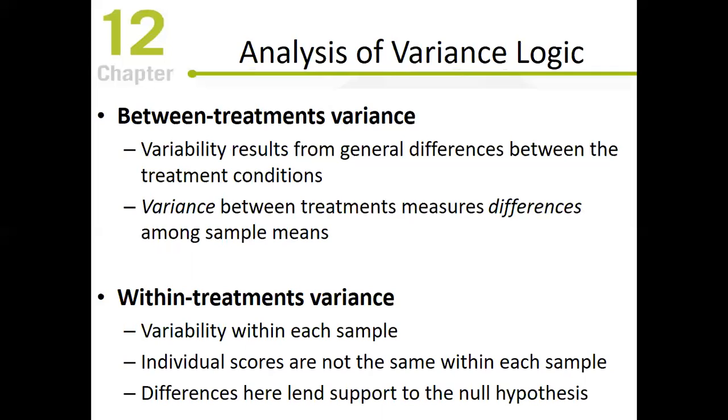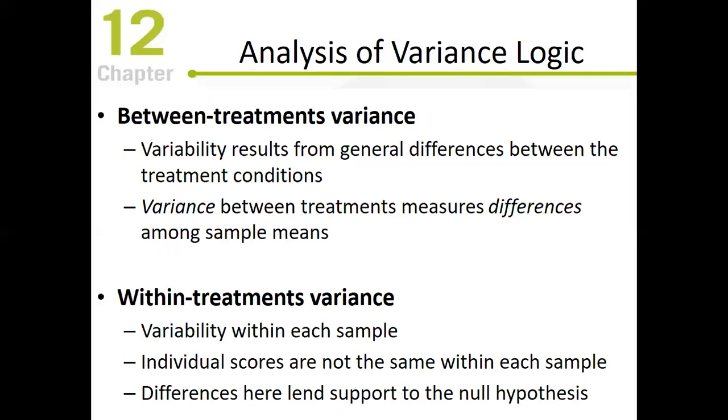The within treatments variance are the differences within each of those groups. Again, we want that to be small. When people are responding very differently to an intervention or to a drug, it means that that drug or intervention doesn't have a predictable, consistent effect. We don't really understand how it works. It improves some people, it makes others worse. For some, it's neutral. We want our within treatments variance to be low. We want people to be performing similarly under different treatment conditions.